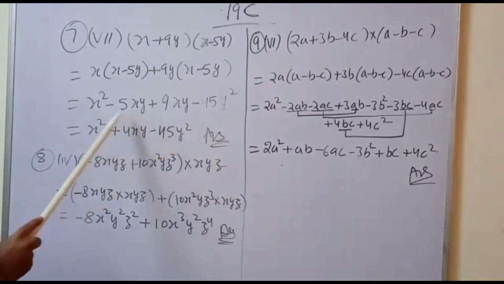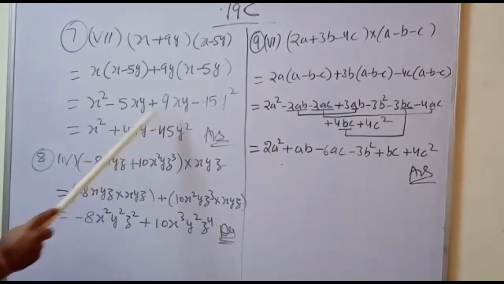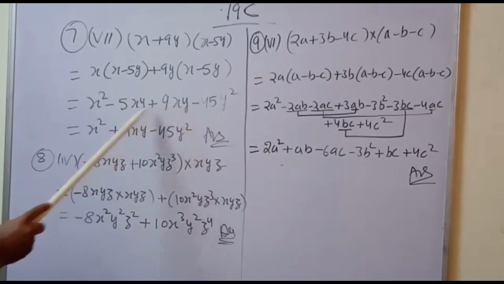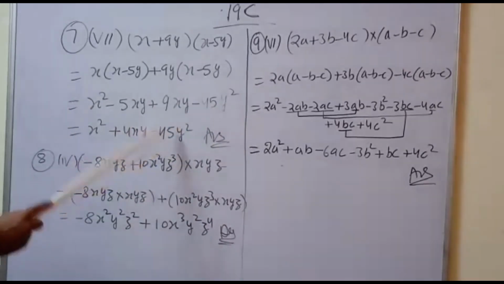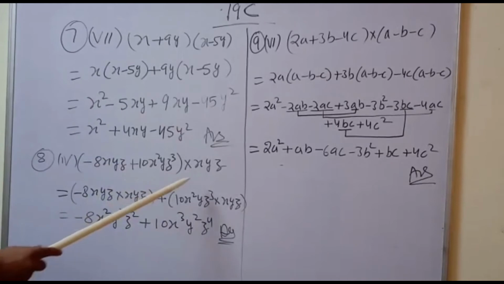So now solving the same terms, x square, minus 5xy and plus 9xy will give the plus 4xy, and minus 45y square. So this is your answer, question number 7. I am taking question number 8, 4th part. Question you can see from your book.